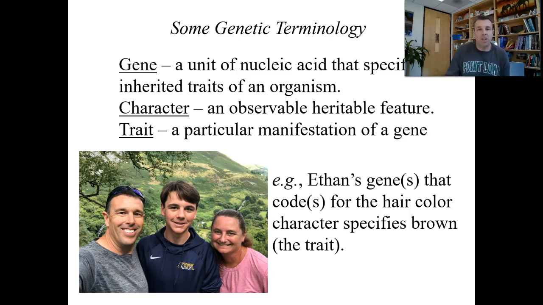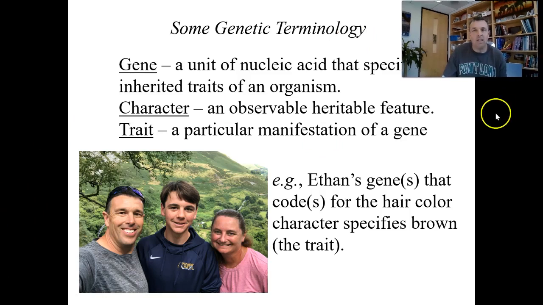So a gene is a unit of nucleic acid that specifies an inherited trait of an organism. Then the character would be that observable feature, right? So this is a broad type of thing that we're describing. And then the trait is the particular manifestation.